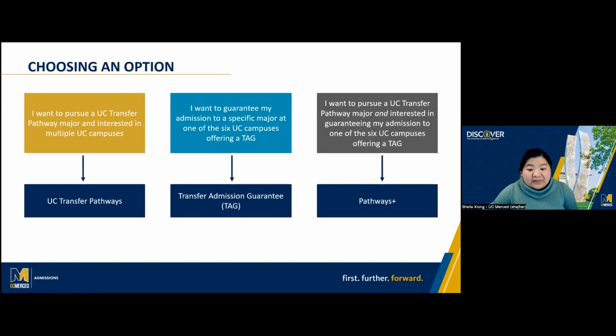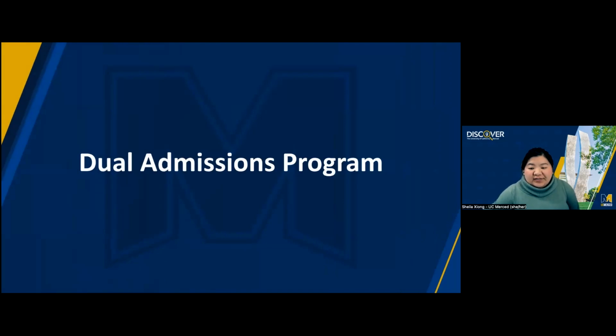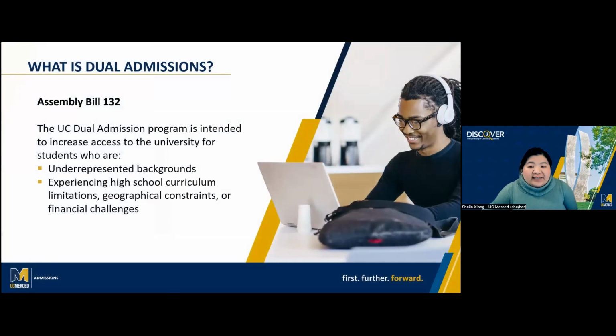All right. So now that we've gone over the different programs and routes that students can take to prepare for UC, let's talk a little bit about dual admissions. The dual admissions program supports students who want to transfer to UC by granting a conditional admission to a participating campus. So dual admissions actually stems from Assembly Bill 132.